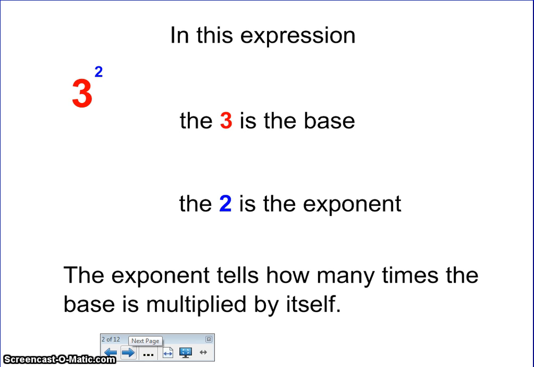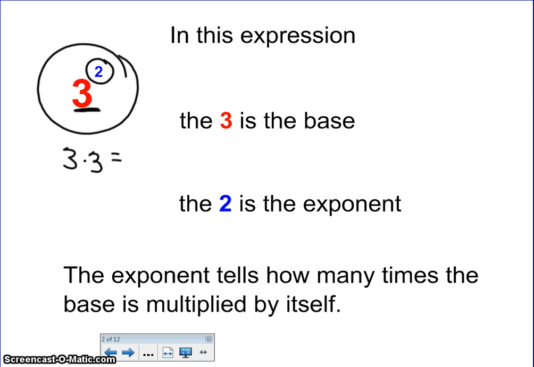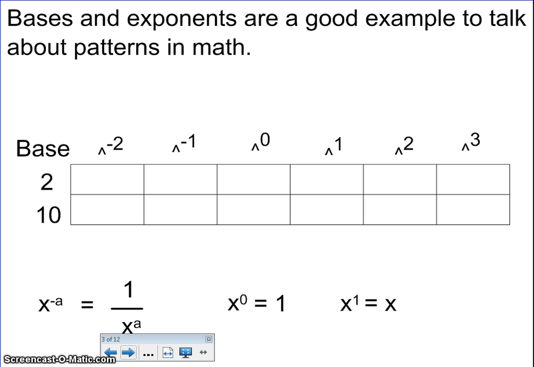The first thing is just a review of what we're talking about here. Now, we've got 3 squared, which means that 3 is being multiplied by itself 2 times. The exponent tells you how many times the base is being multiplied by itself. So 3 squared is 9. 2 cubed would be 2 times 2 times 2, which is 8. So that's how exponents work.